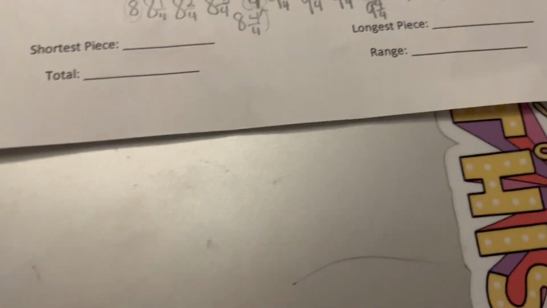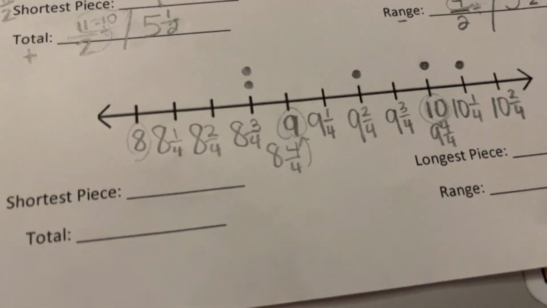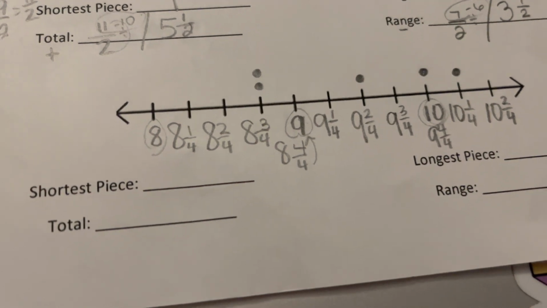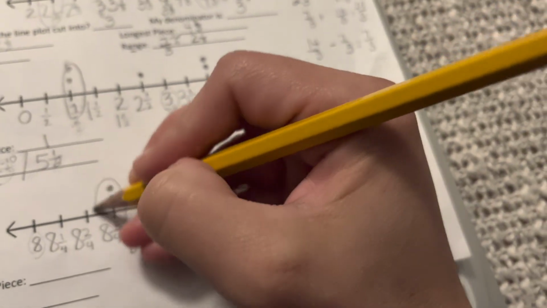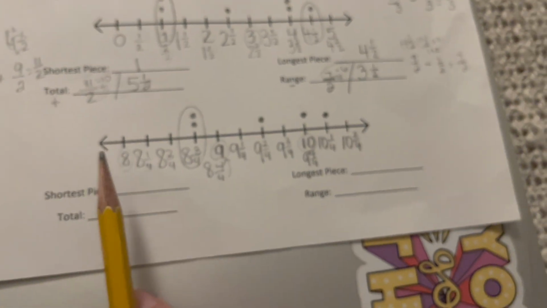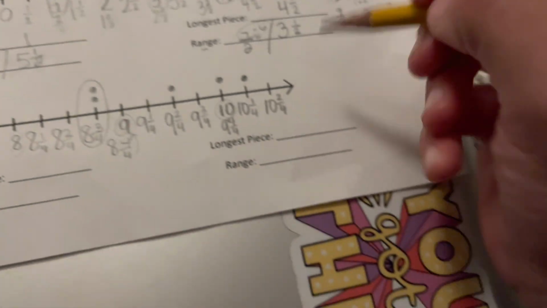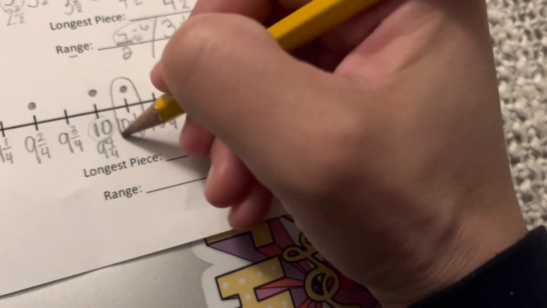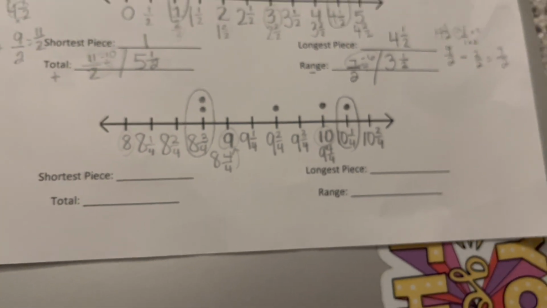The longest and shortest piece: the X's or the number of dots don't matter, the number matters. The shortest piece is the smallest number that actually has data. So for this line plot, this would be my shortest piece. It's the first number I come to that actually has some data there. My longest piece is the last number, or the biggest number on my line plot, that actually has data there.